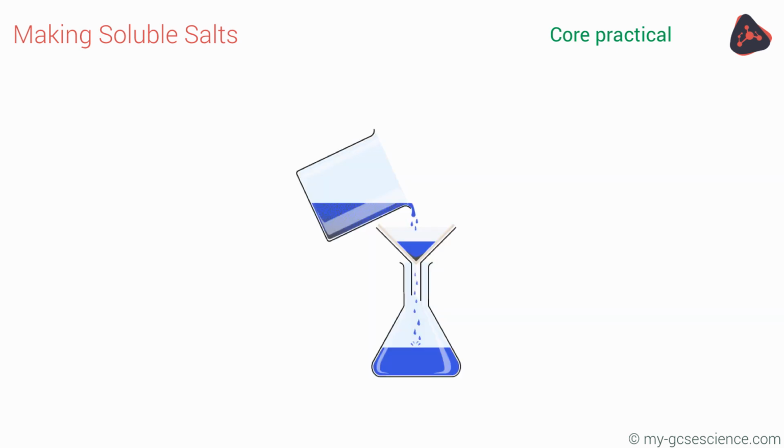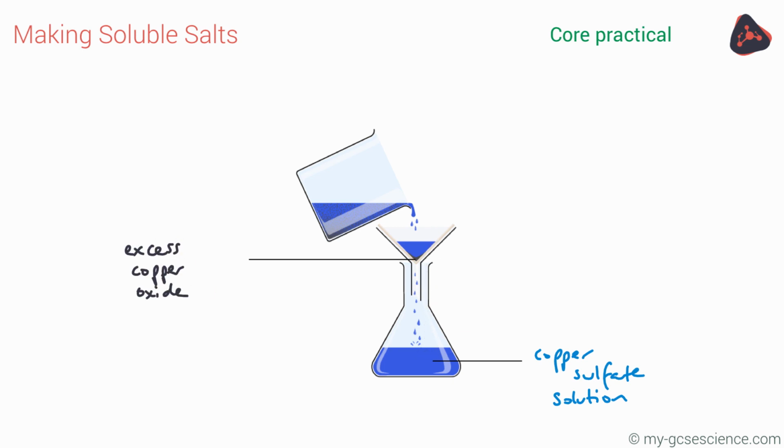You may remember from the first topic that filtration separates a liquid from an insoluble solid. So we pour the mixture into the filter paper in the filter funnel. The copper sulfate solution will pass through the filter funnel and will be the filtrate that we collect at the end. The excess copper oxide will get stuck in the filter paper and it will be the residue left behind.